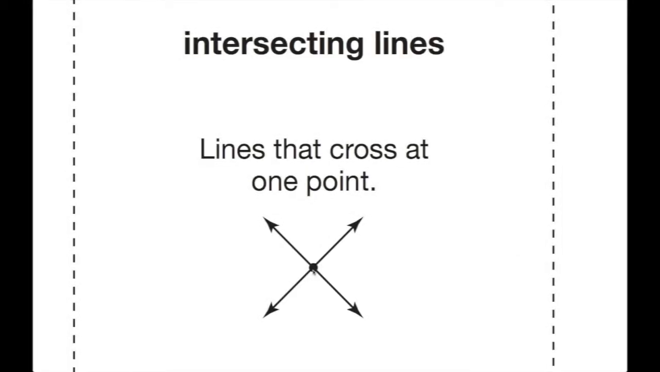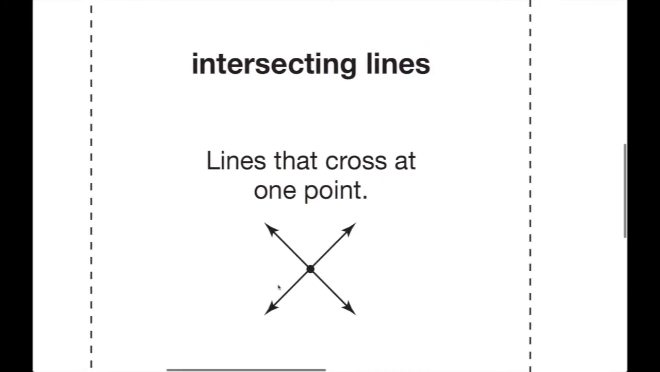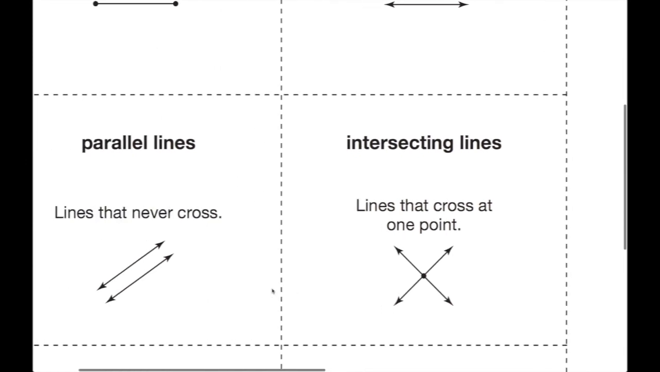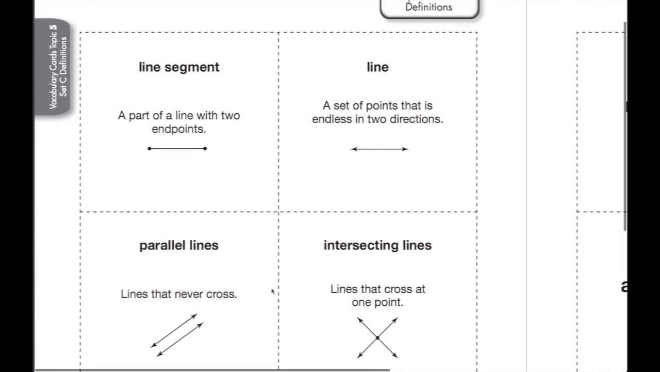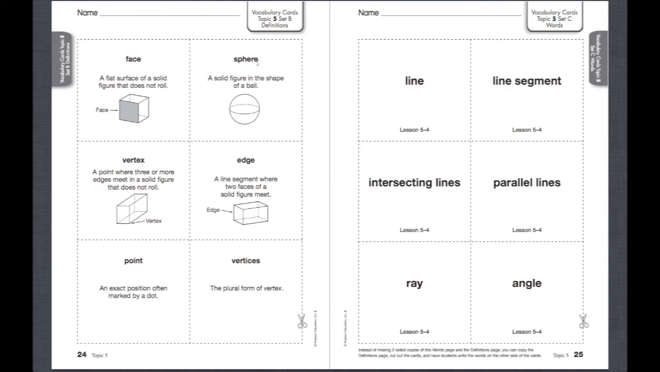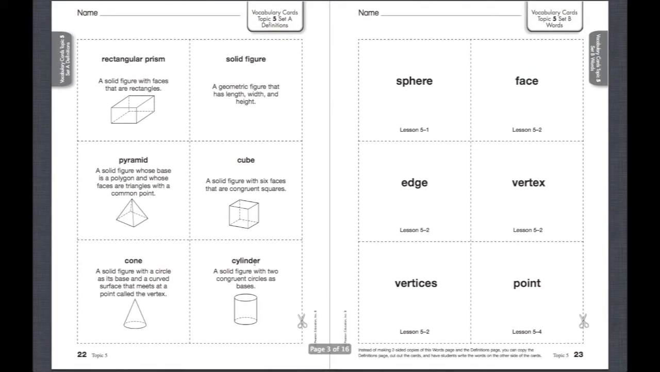So let's stop right there. We will continue our vocabulary lesson later. I hope you have learned what all of these are. We studied parallel lines, intersecting lines, line segments, lines. Let's see, we studied what a face is, what a sphere is, what a vertex is, what an edge is, a point, vertices. We studied cones, cylinder, cube, pyramid, rectangular prism, and solid figure.